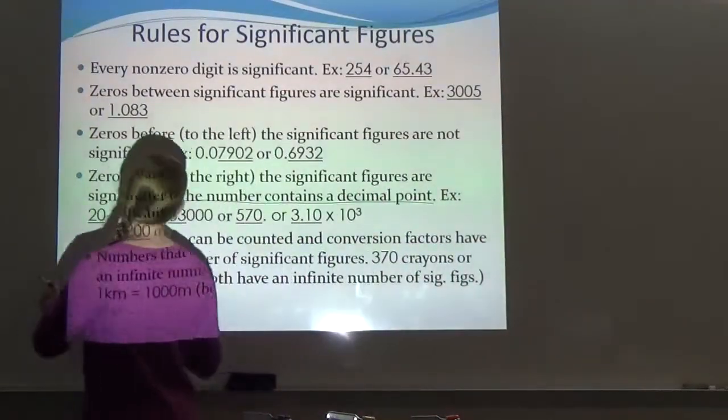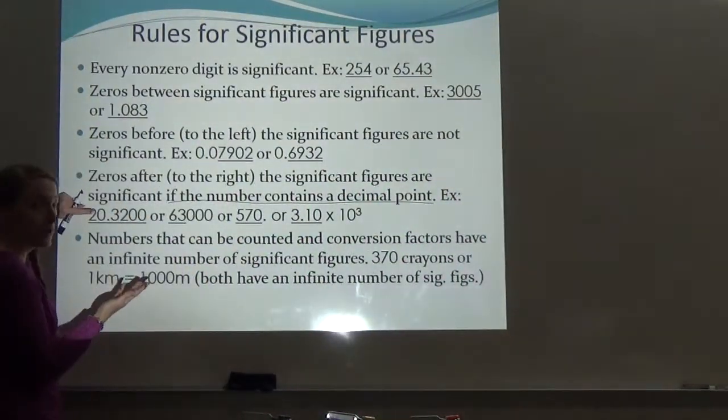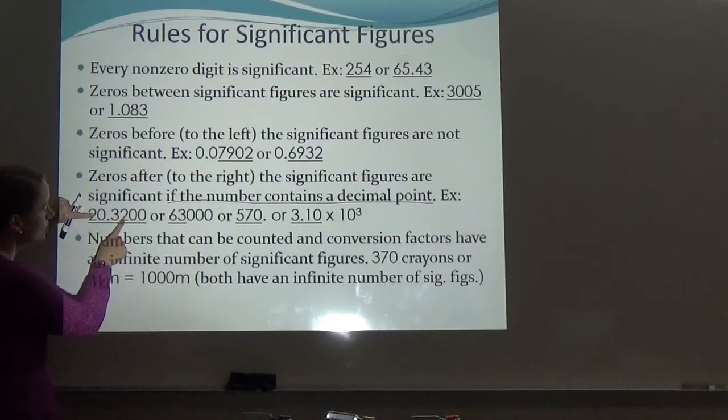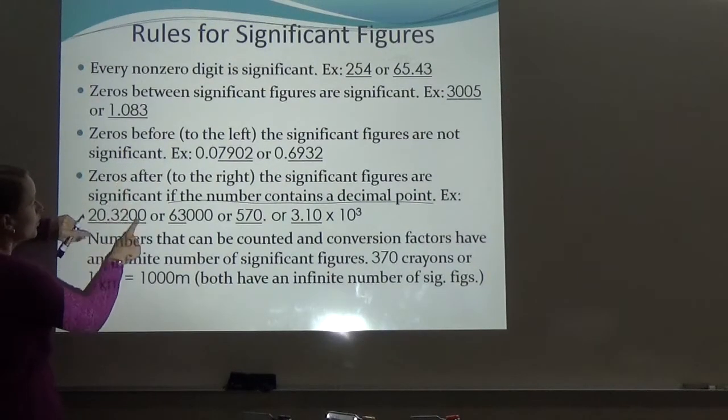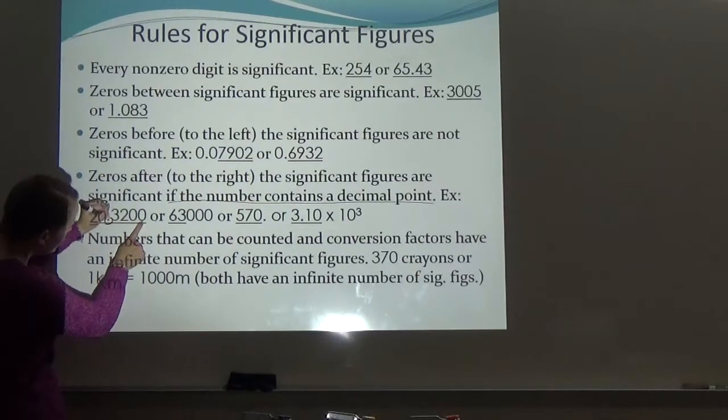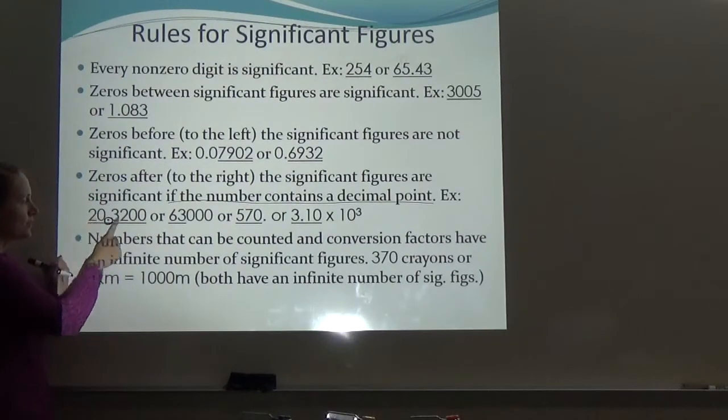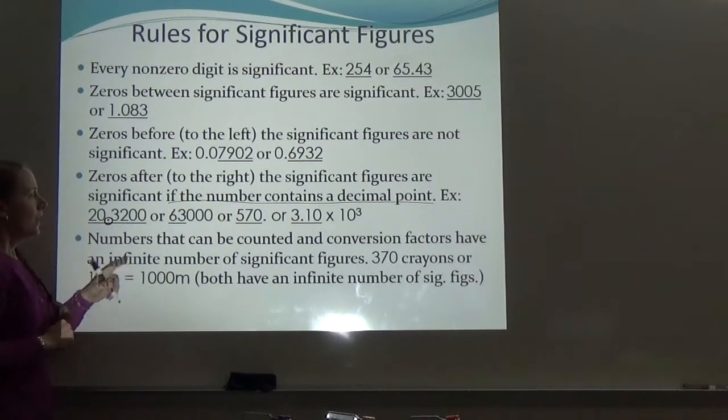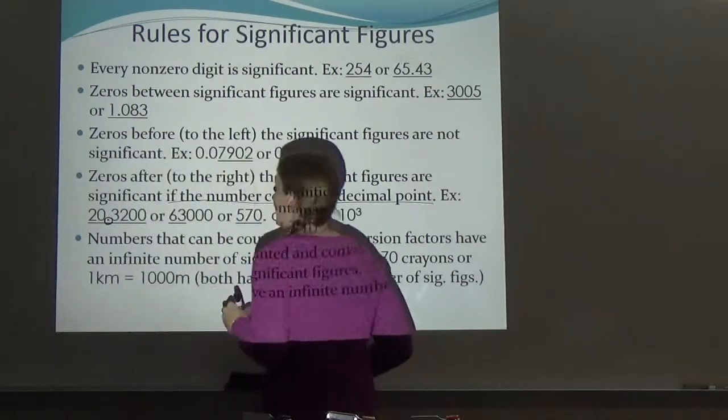Okay, so let's look at this number. According to rule 1, we know 2, 3, and 2 are significant because they're not zeros. According to rule 2, I know this 0 is significant because it's a middle 0. Now, according to rule 4, these back zeros are significant because I can see the decimal point. So I underlined all of them. All right, so let's look at this one. It's 63,000.